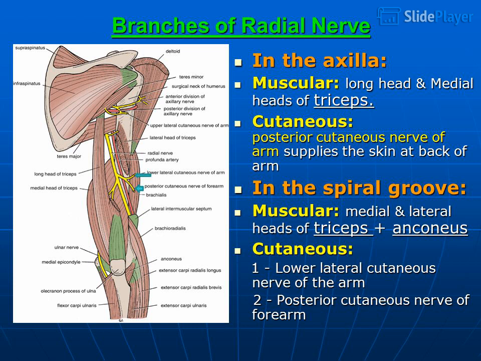Cutaneous, posterior cutaneous nerve of arm supplies the skin at back of arm. In the spiral groove. Muscular, medial and lateral heads of triceps plus anconeus. Cutaneous. 1. Lower lateral cutaneous nerve of the arm. 2. Posterior cutaneous nerve of forearm.